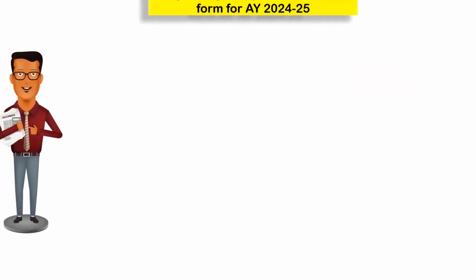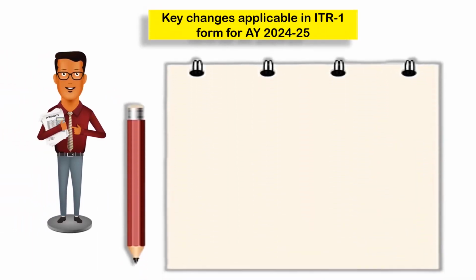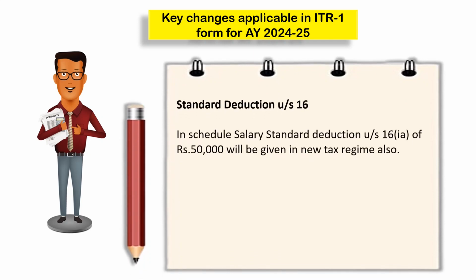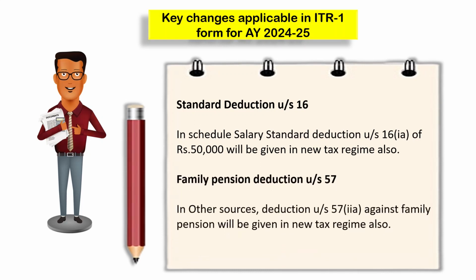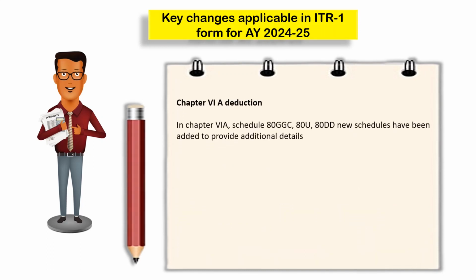Another change which is incorporated for assessment year 24-25 is that in schedule salary, standard deduction under section 16(ia) of rupees 50,000 will be given in the new tax regime also. In other sources, deduction under section 57(iia) against family pension will also be given in the new tax regime. In chapter 6A, schedule 80GGC, 80U, 80DD have been added to provide additional details.